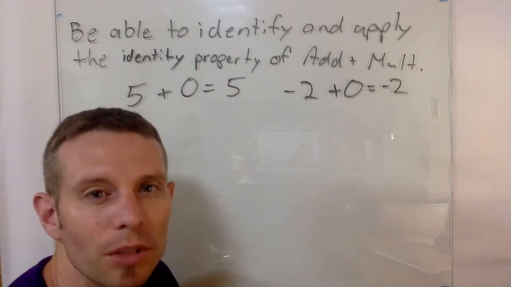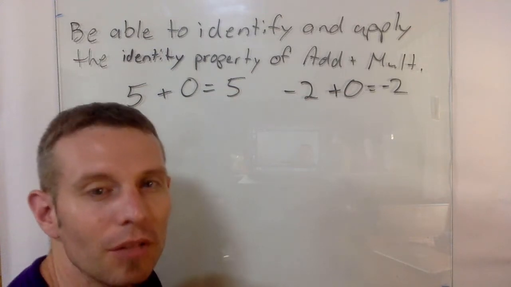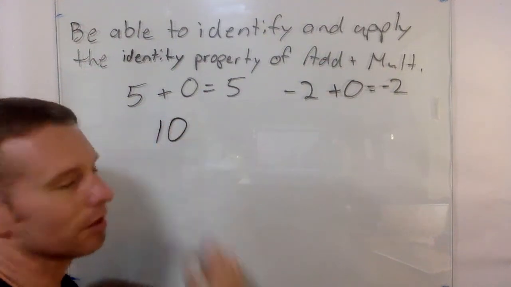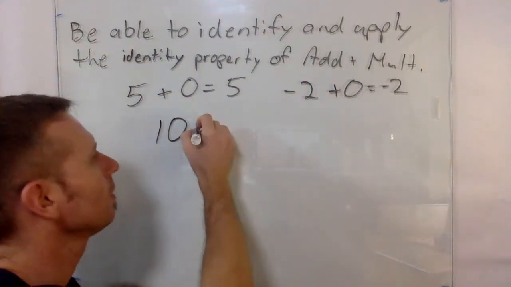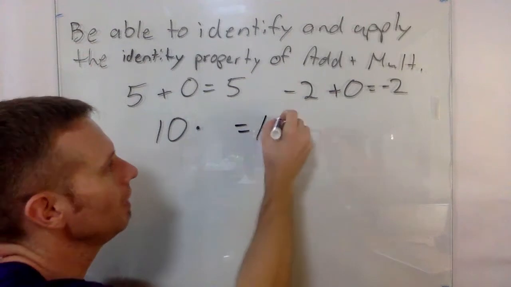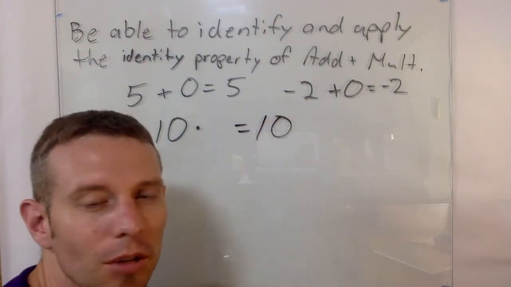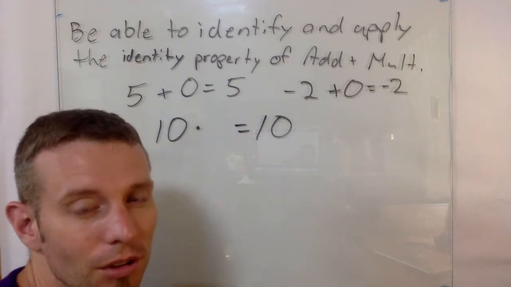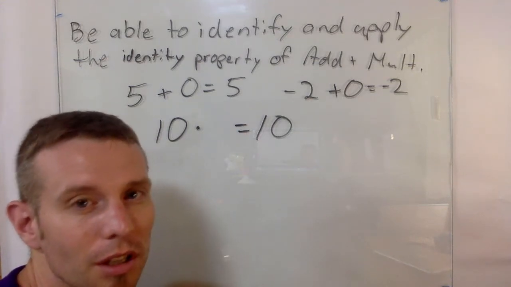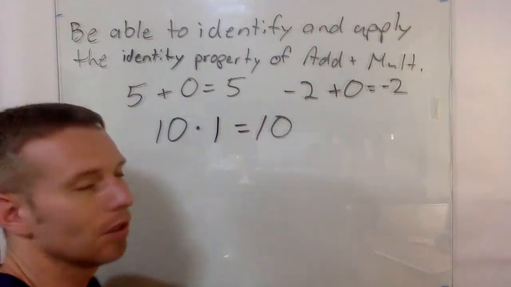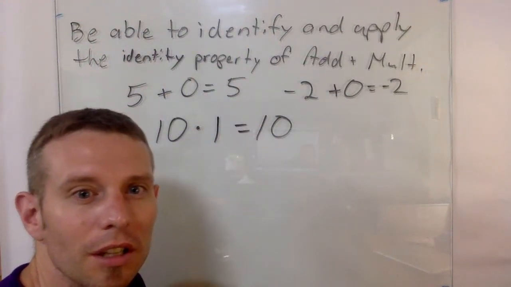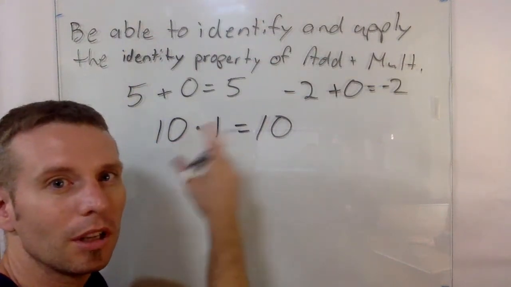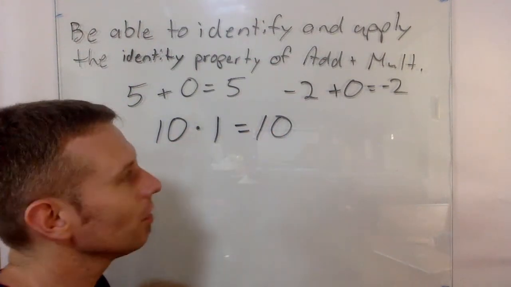Again, with multiplication, it's a little different, but very similar. What can you multiply times 10 and you get 10? Well, it's not 0 because 10 times 0 is 0. So for multiplication, it's 10 times 1 equals 10. That's the identity property of multiplication. What times the number, you get that number.